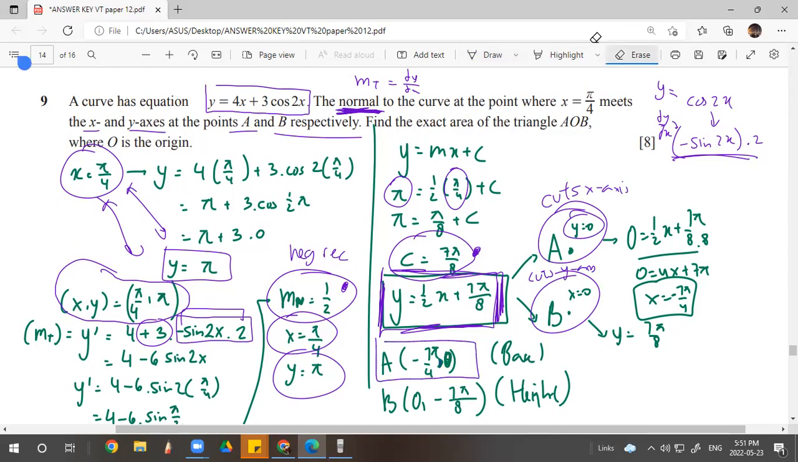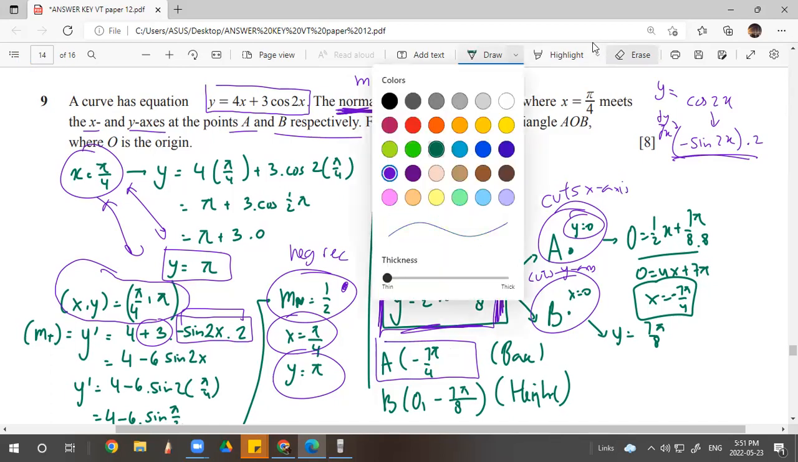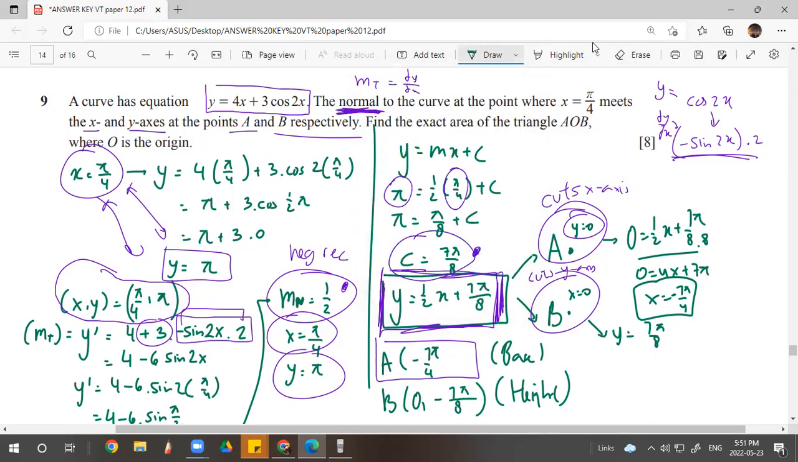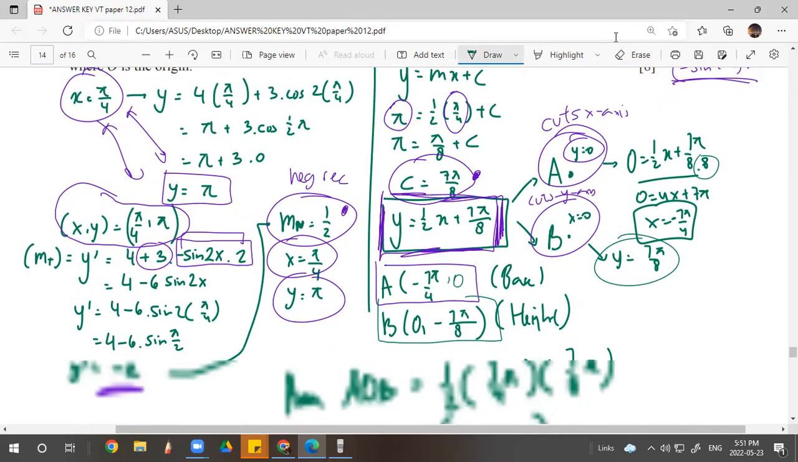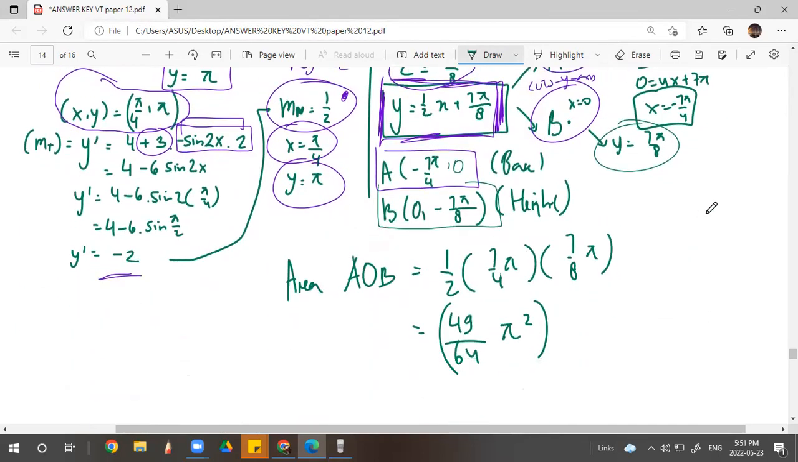Okay, bad handwriting. I do it one more time. Comma 0, right? And then for B, x equals 0, y equals 7 pi over 8, as simple as that. Now, you get this AB. So AB is the base and the height, of course, right?